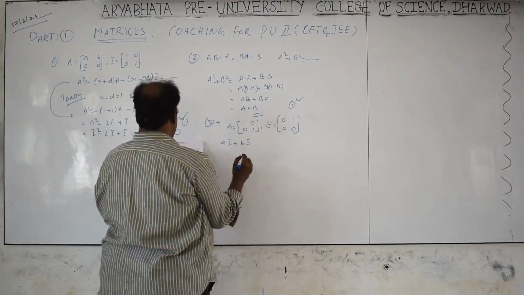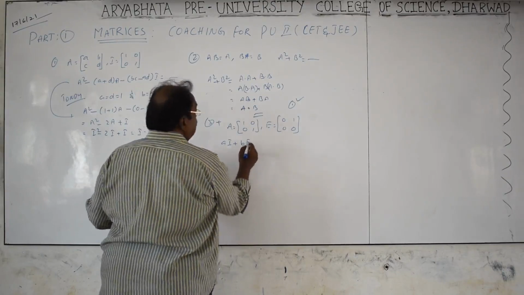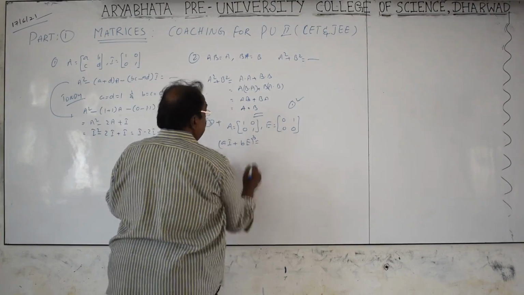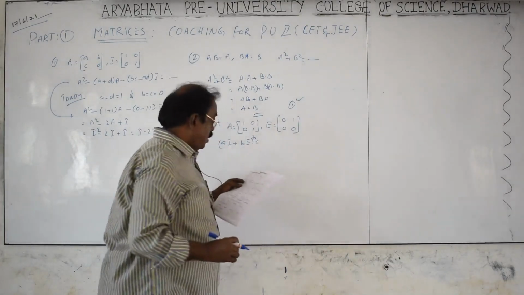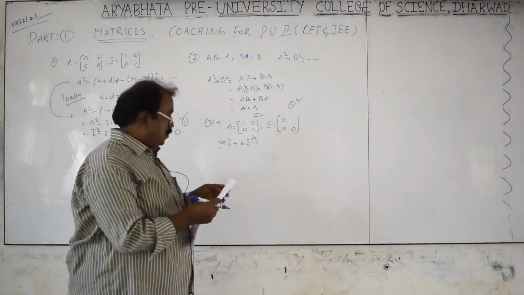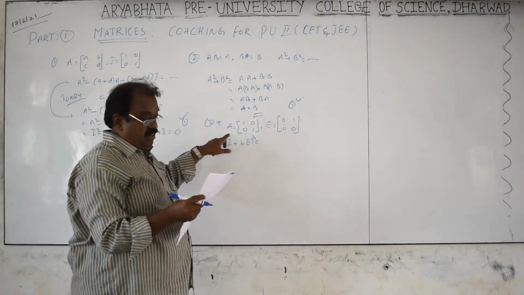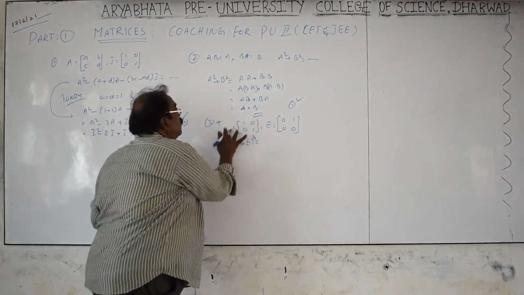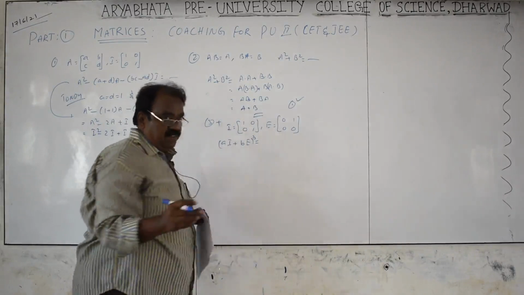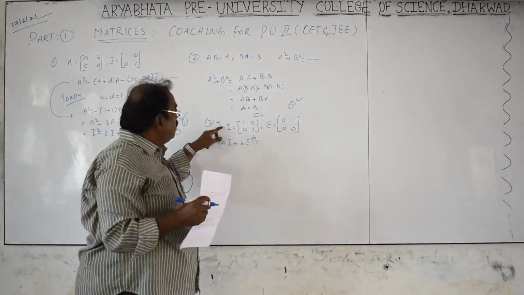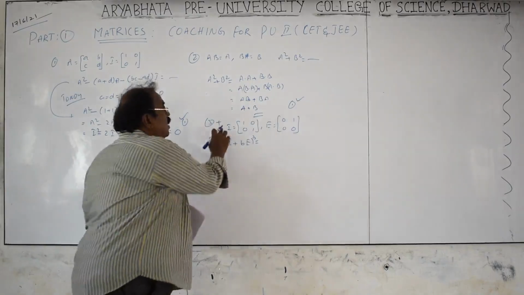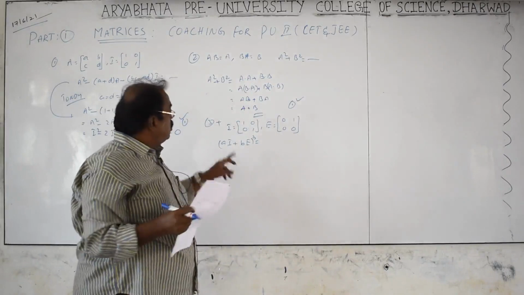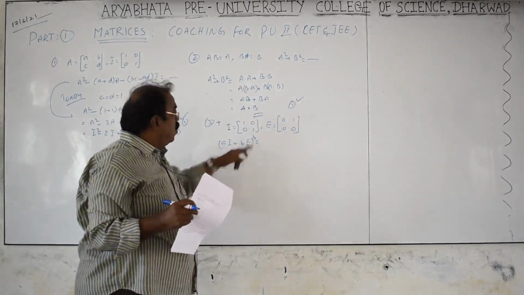Okay? (A I plus B E) whole cube. It is a whole cube. What is the value of this one? Here you see this is I only, but it is given just like A, to make you confused. A is given, but A is [1, 0; 0, 1], which is I. And we have to find the value of (A I plus B E) whole cube.